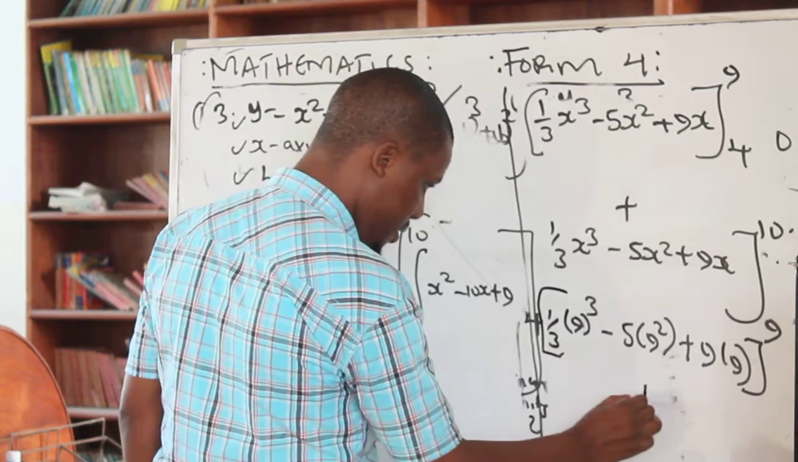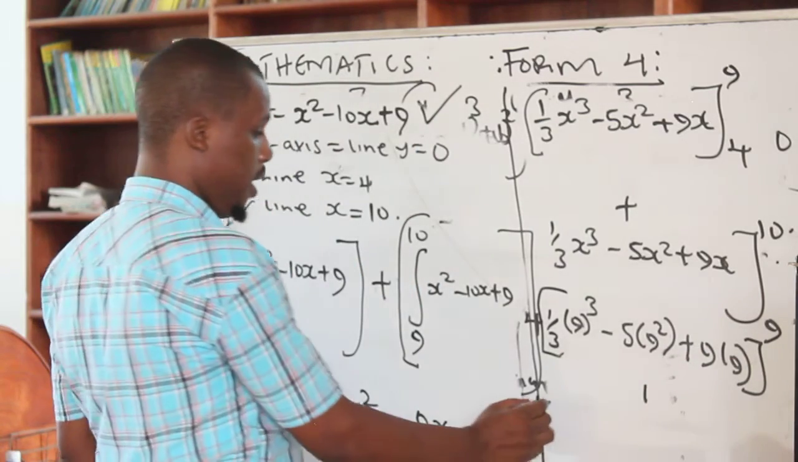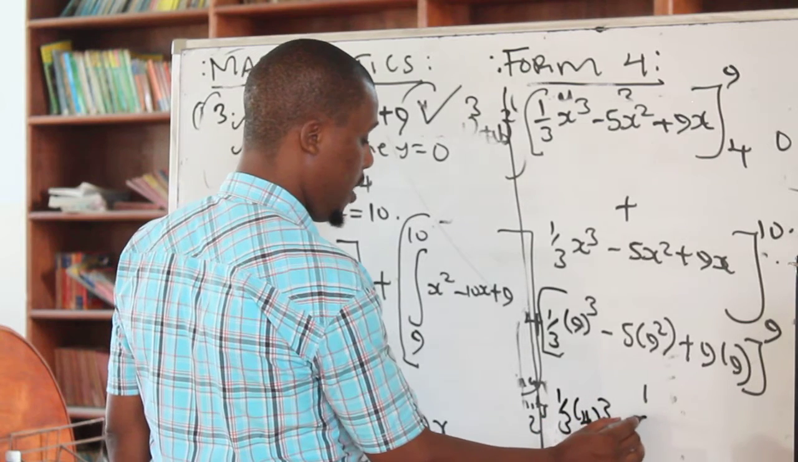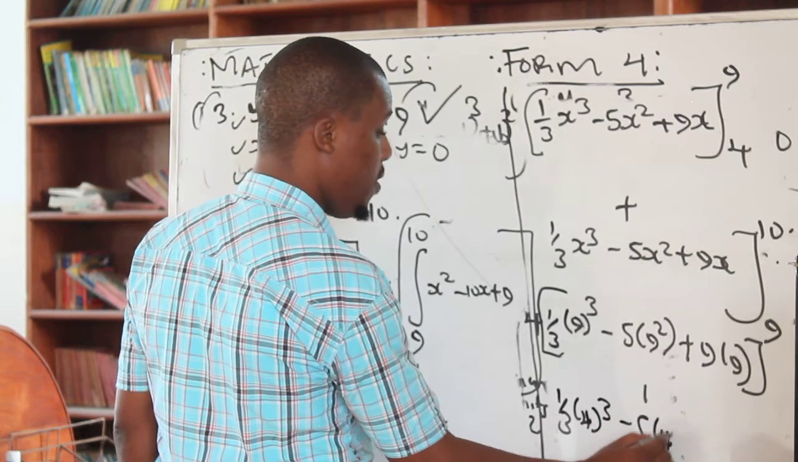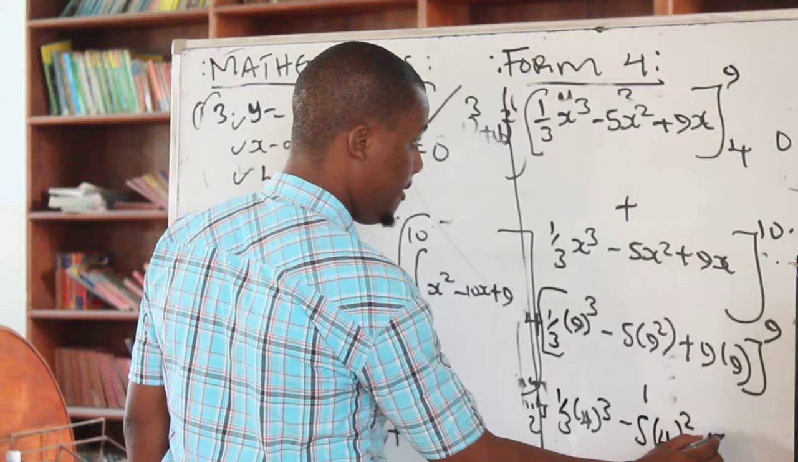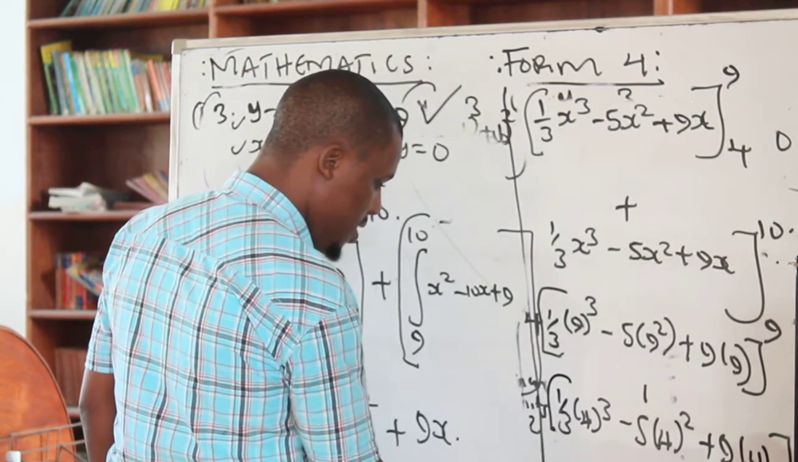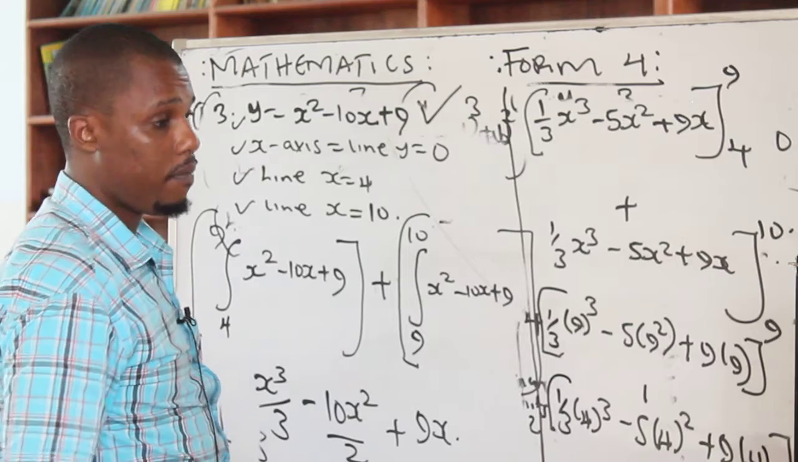We subtract the same again. That is going to be 1 over 3 times 4 cubed minus 5 times 4 squared, then plus 9 times 4. So that is going to give us what? That's going to be the first part.